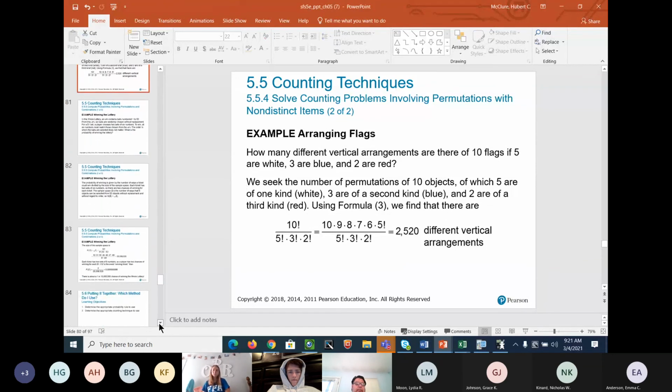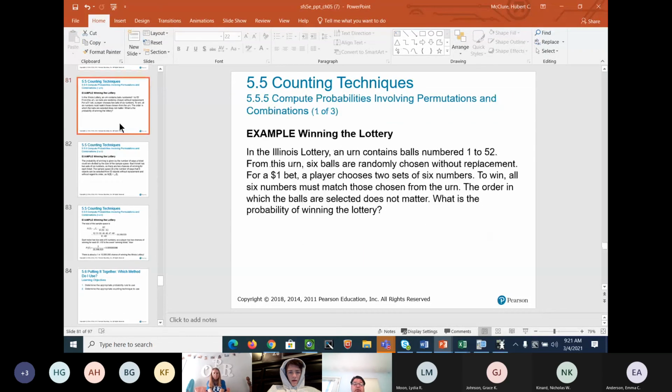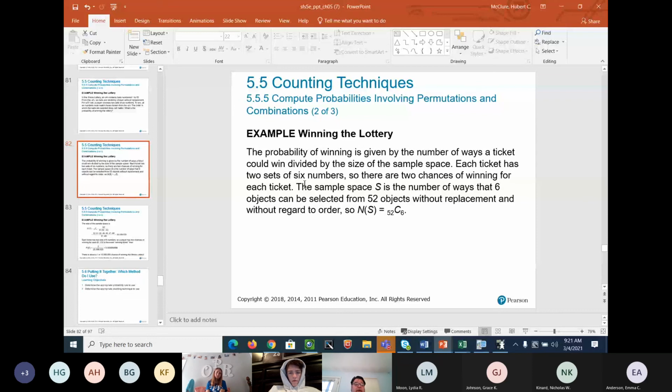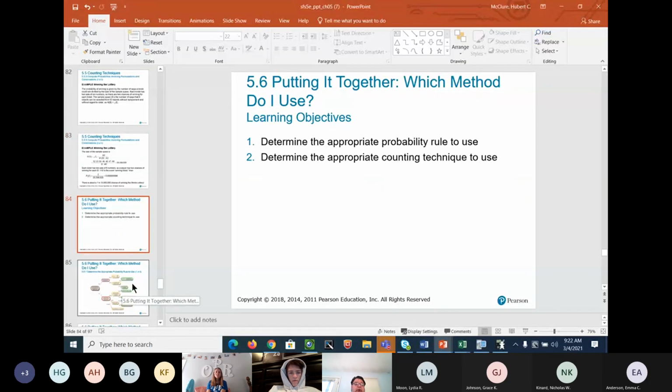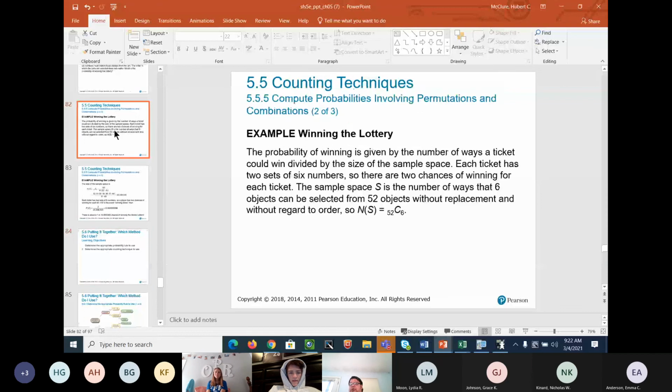Question, gripe, complaint? Okay, the rest is your winning the lottery. We'll go over those next time. Yeah, that's winning the lottery. I'll go ahead and show that one to you while we're finishing up.